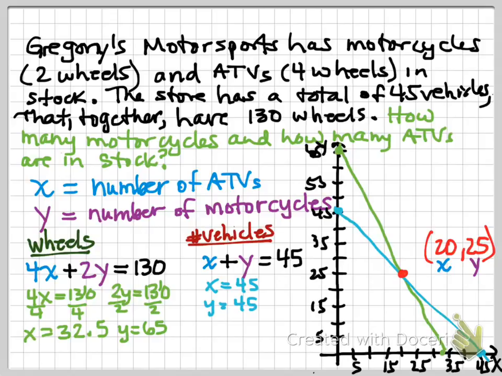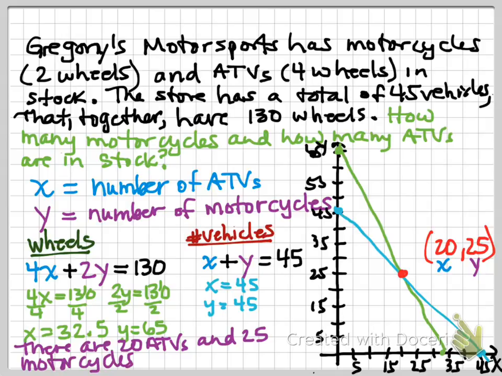How do you know which side is which? Because that's how all ordered pairs work. So what does the x represent? What did we define x to mean? Number of ATVs. And we came up with the number, what's it say x is? 20. 20 ATVs and 25. And that's exactly what our answer would be. So we would write our answer as, there are 20 ATVs and 25 motorcycles in stock.